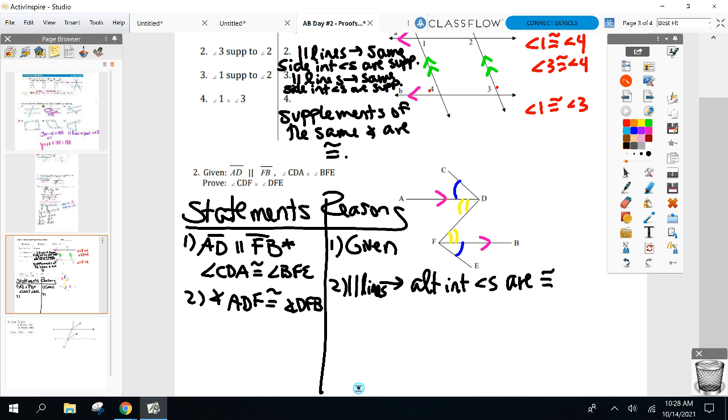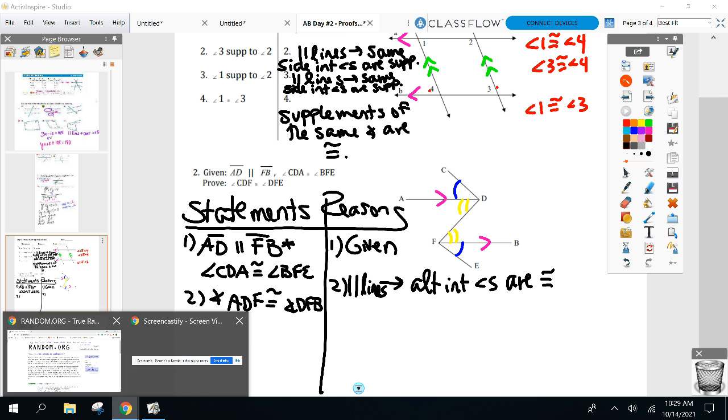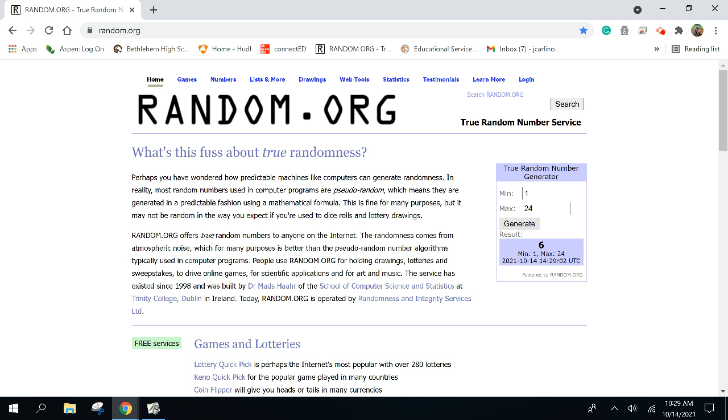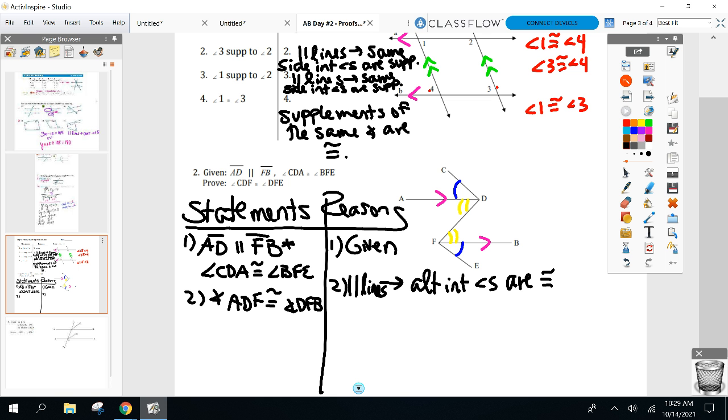How does that help us get the bigger angles equal now? I got the given angles in blue, the yellow ones that Molly just gave me. What do I do to those two to get to CDF and DFE? Something from last unit. What do I have to do to them? Stella, what do I have to do to these? They're done. There we go. Stop!